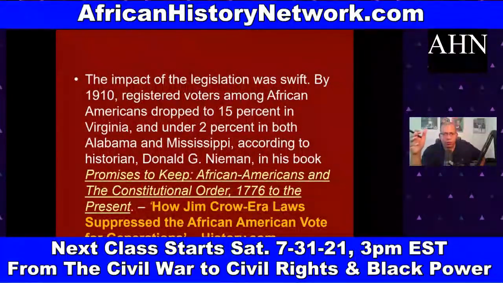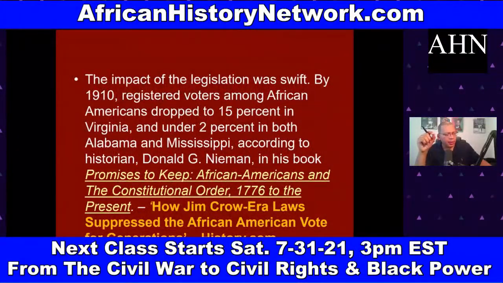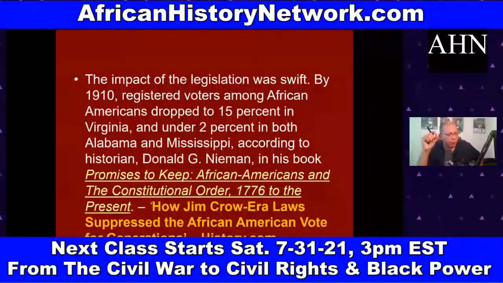By 1910, registered voters among African Americans dropped to 15% in Virginia and under 2% in both Alabama and Mississippi, according to historian Donald G. Nieman in his book Promises to Keep: African Americans and the Constitutional Order, 1776 to Present. Read this article here from history.com. History.com is the official website of the History Channel. This piece here is how Jim Crow era laws suppressed the African American vote for generations.